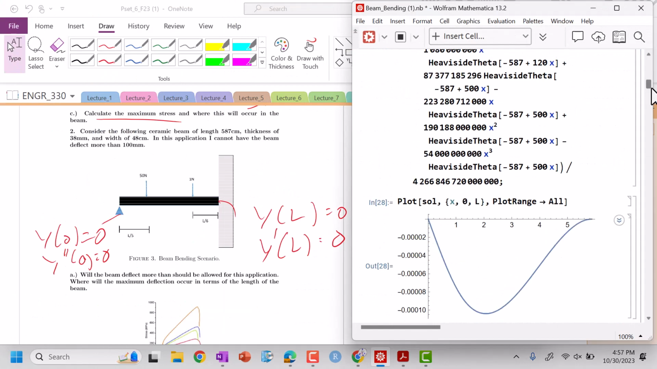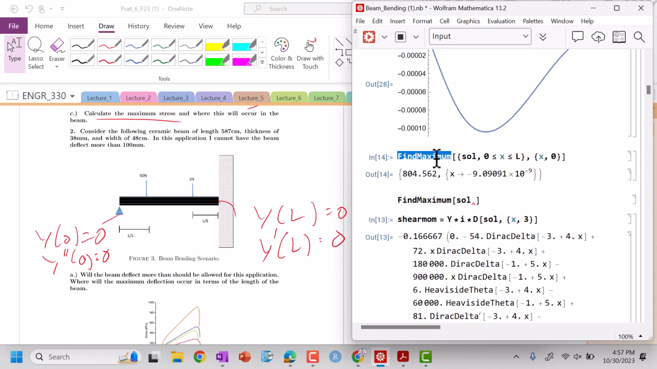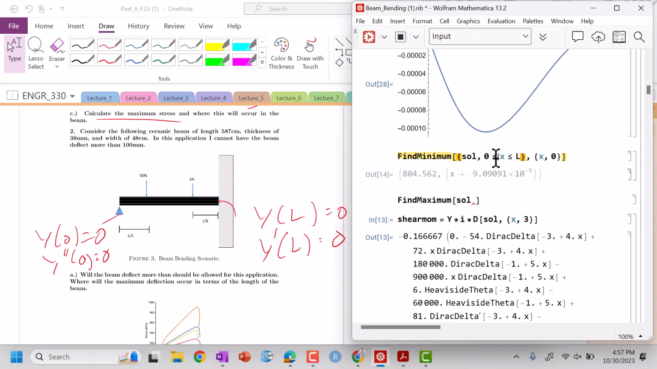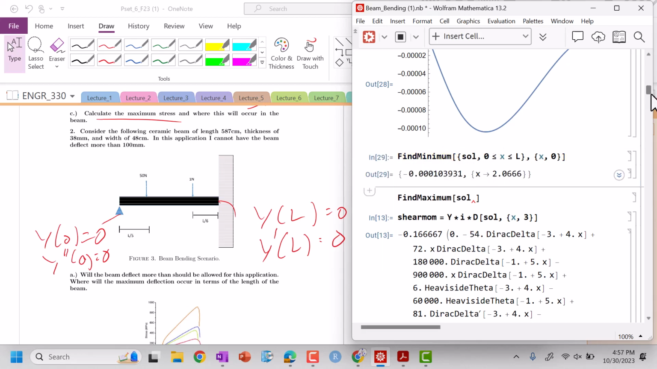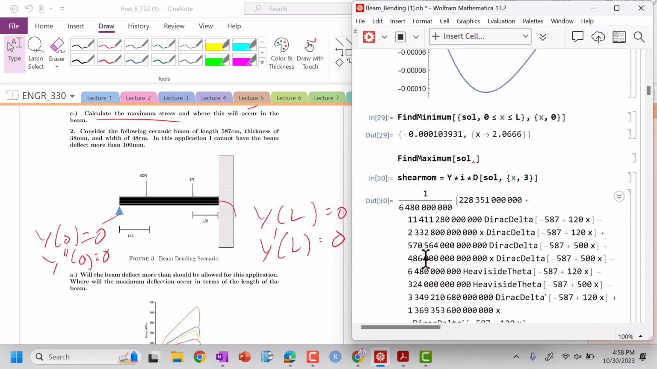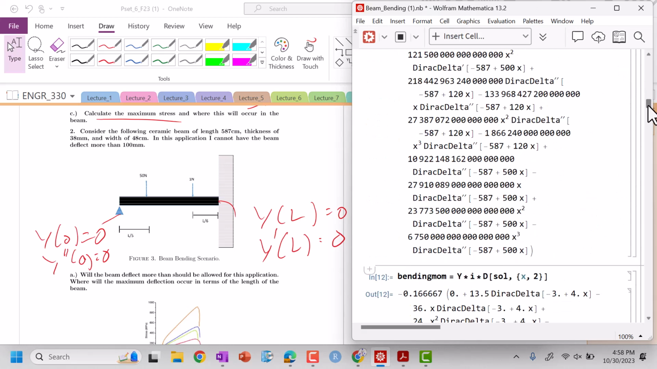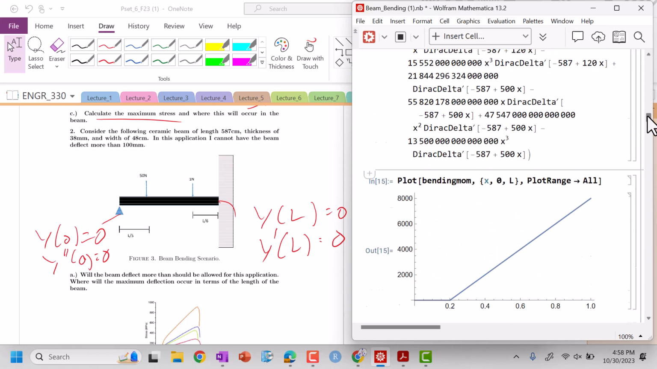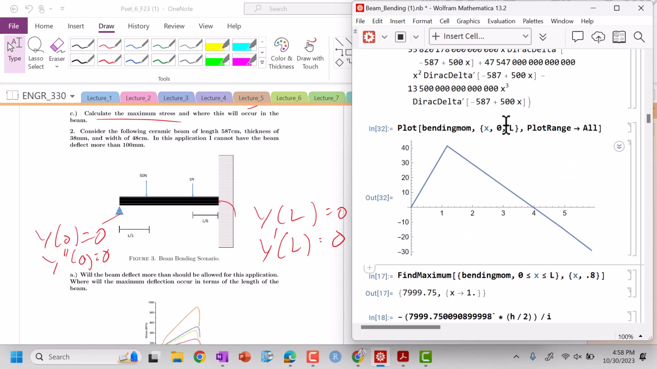So let's go ahead and we'll say find minimum of our solution. So does this look okay? About 2, yep. So I can't have the beam deflect more than 100 millimeters. Yep, we are for sure safe on that. We have our shear moment. We have our bending moment. And then let's visualize that bending moment here. And we can see our values that we get.